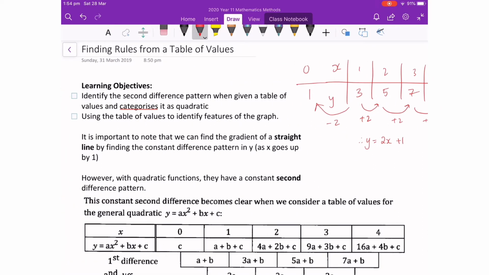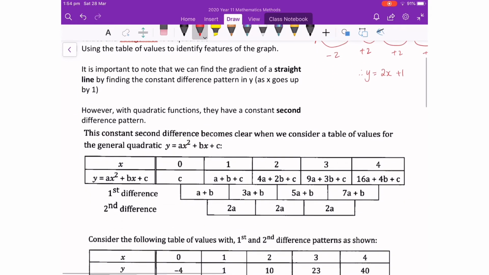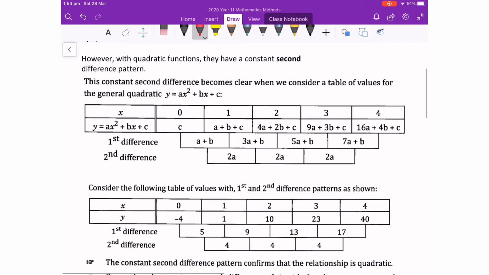Now, for quadratic functions, you actually have a constant second difference pattern. So I've got two tables on here at the moment. You can see my first table is almost like a template. So for all quadratic equations, you're going to have a certain pattern that it follows. Okay, so if this is the rule here, y equals ax squared plus bx plus c, we can work out what a, b, and c is from our given table.